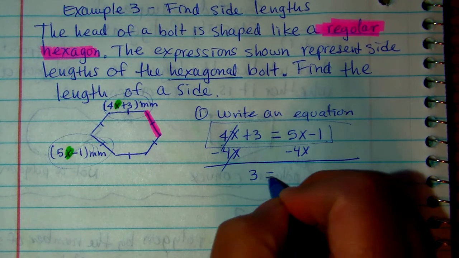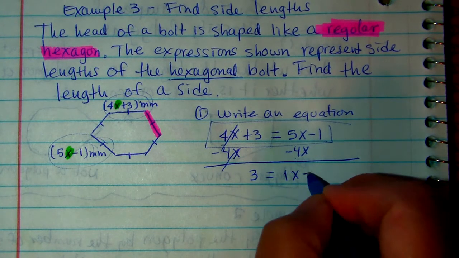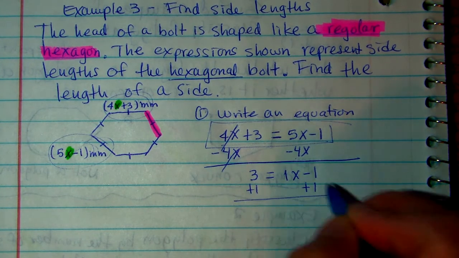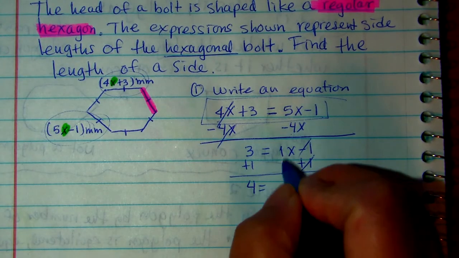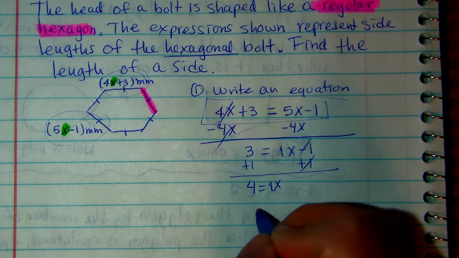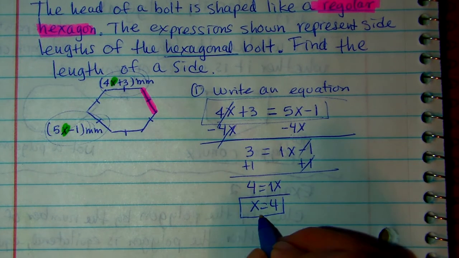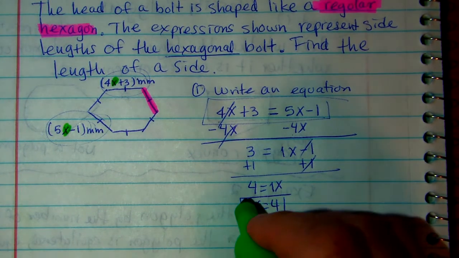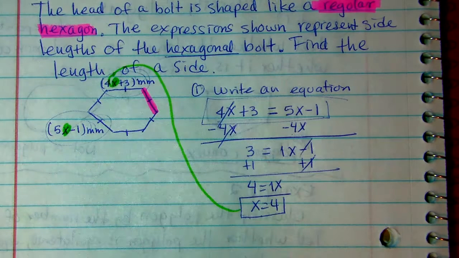I'm going to bring down the 3. 5x minus 4x gives me 1x minus 1. And then I'm going to add 1, cancel, cancel. And 3 plus 1 is 4. And this equals 1x. And of course, this means that x equals 4. So I found the value of x. Now I can substitute this x anywhere I want. I'm going to substitute it right here.